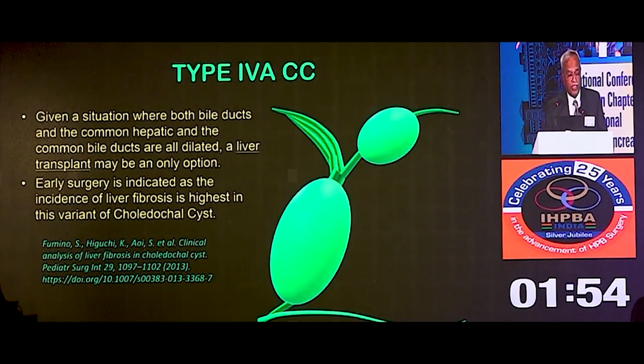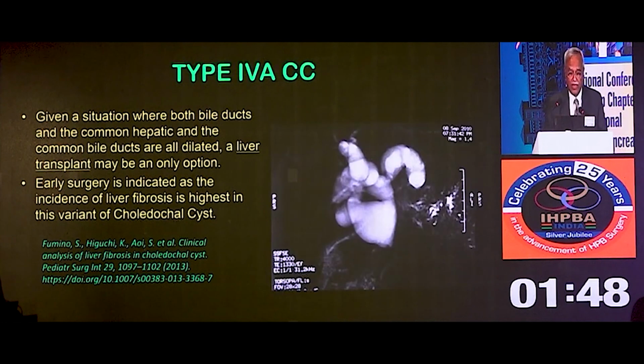Given a situation where both bile ducts and common hepatic ducts are dilated, a liver transplant may be the only option. This lady came to us at an age of 50, and by that time she already had fibrosis in the liver. So we obviously offered her an OLT, orthotopic liver transplantation.